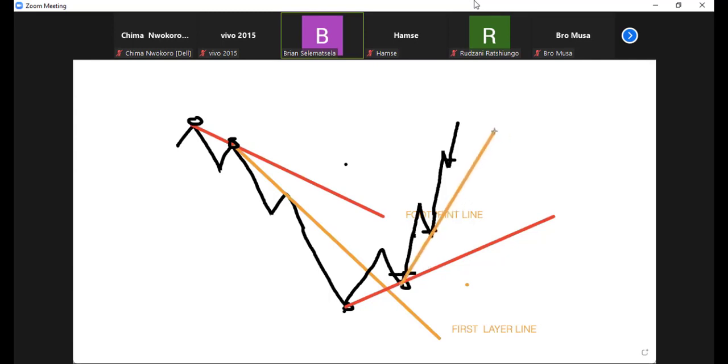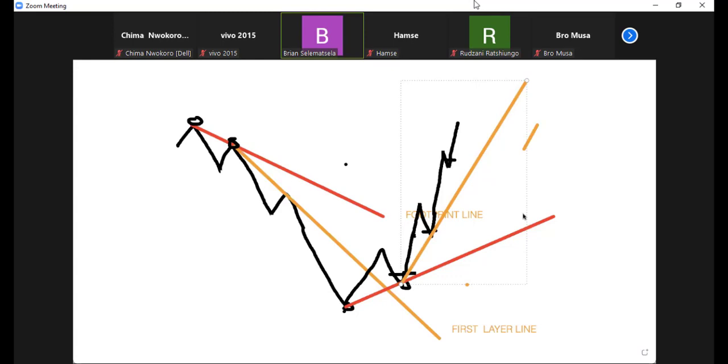After that, you implement the same thing, the same footprint, same first layer. For those of you who don't know what is happening here, we take our profits when the market breaks the first layer.